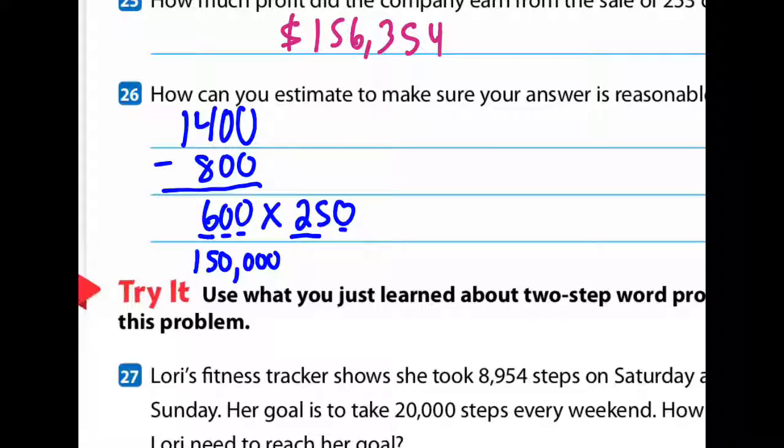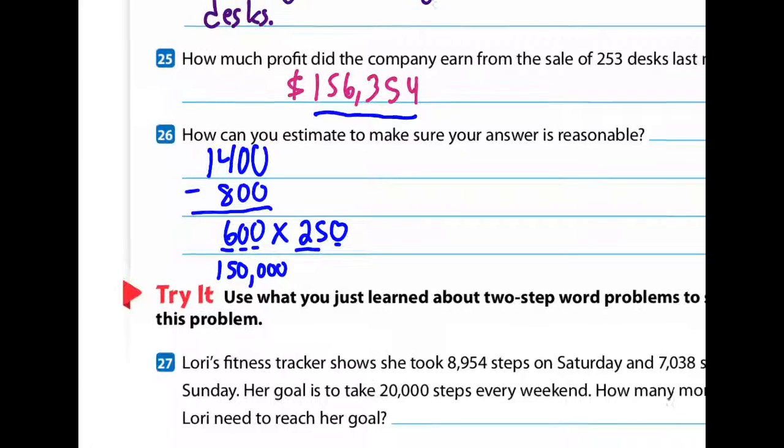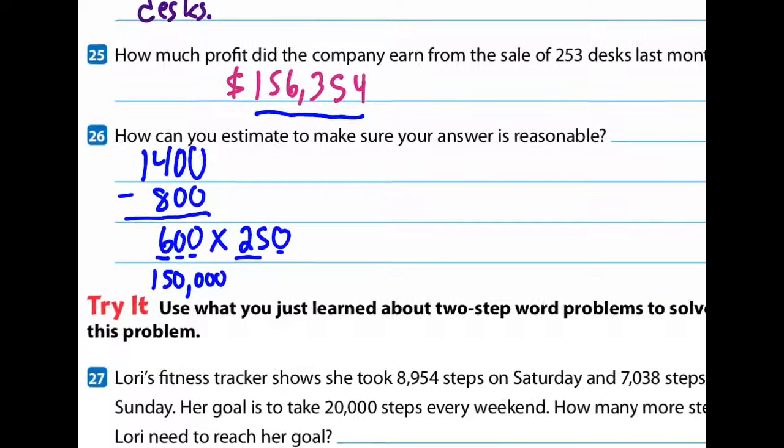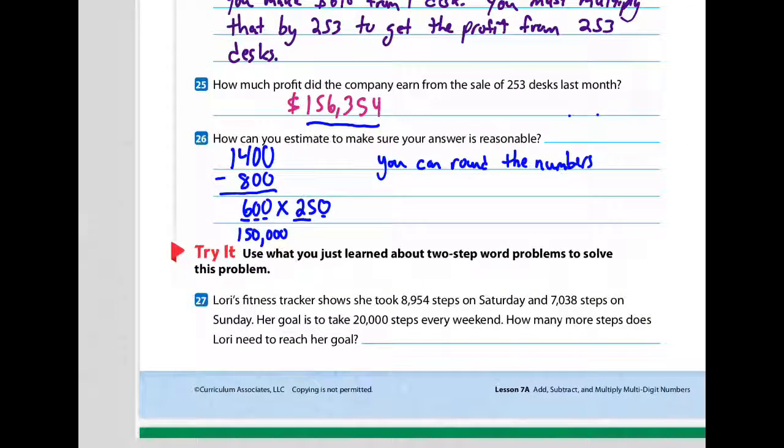Okay, so notice my estimate is pretty darn close to the exact answer. So when it says, how can you estimate to make sure your answer is reasonable? Well, you could say, you can round the numbers and see if you get close to the exact answer.